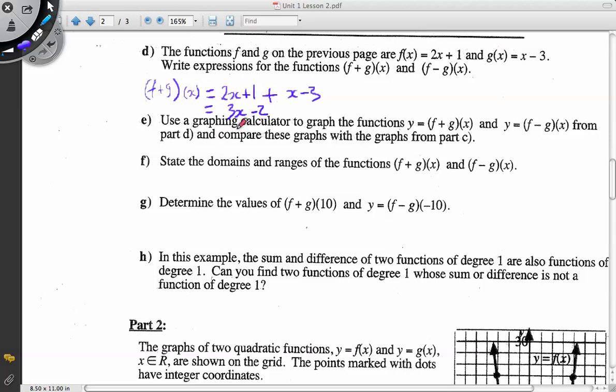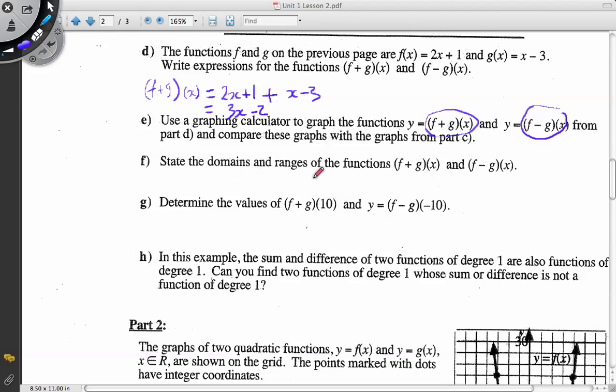Let's see, using a graphing calculator for E to graph the functions from part D and compare these graphs with the graphs in part C. Well, it should be identical because they've told us that these two are the functions. So on your graphing calculator, if you graph this, which is this equation here, and graph this, which is this here, you'll see that it's the same as the lines you would have graphed in the graph paper above.